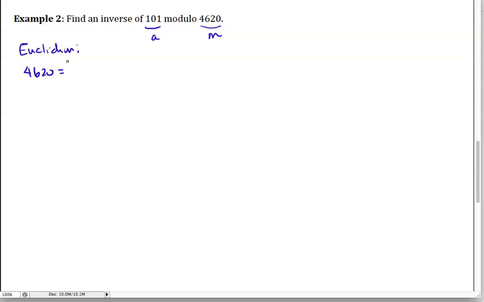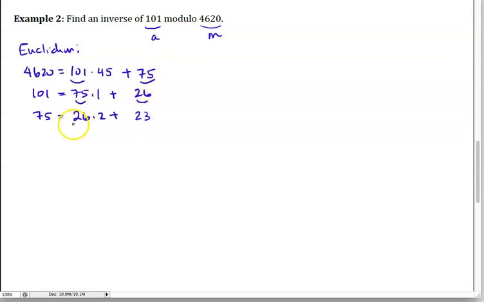So 4620 divided by 101 is going to be 101 times 45 plus a remainder of 75. Okay, so we take these. So 101 is 75 times 1 plus a remainder of 26. We'll take these. 75 is 26 times 2 plus a remainder of 23. Okay, I'm going to take these. 26 is 23 times 1 plus a remainder of 3.